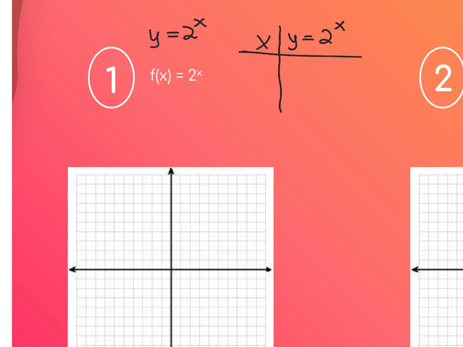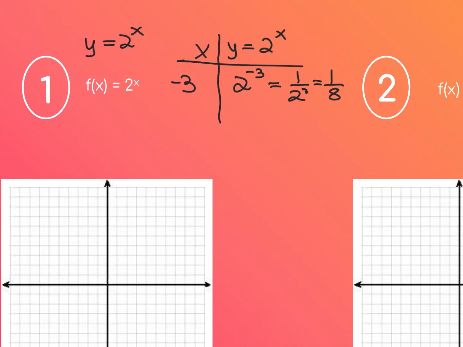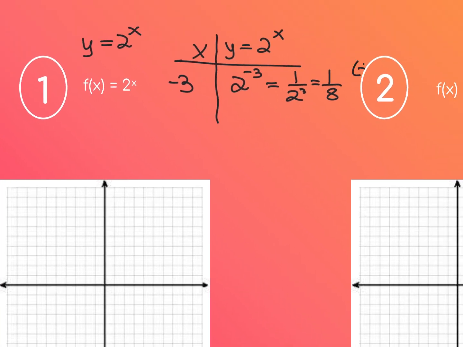So let me go ahead and plug in -3 for the x. So I'm doing 2 to the -3 power. Remember, when you have a negative power, it doesn't make the number negative, it turns it into a fraction, or think reciprocal. So this really becomes 1 over 2 to the 3rd, and then I get 1/8. So the ordered pair that I'm going to graph is -3 and then 1/8.